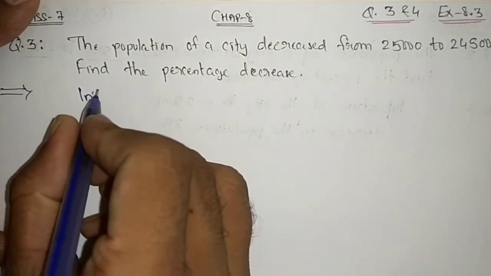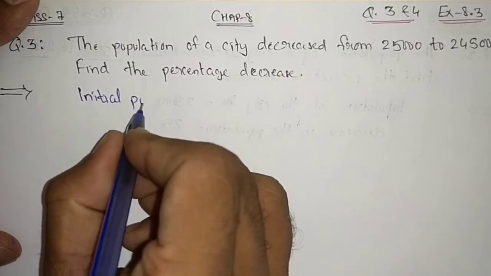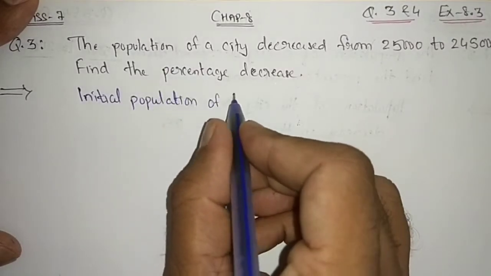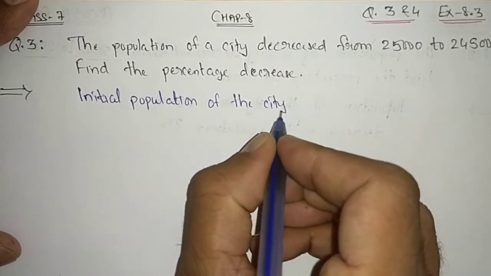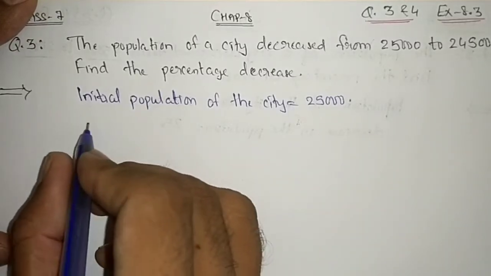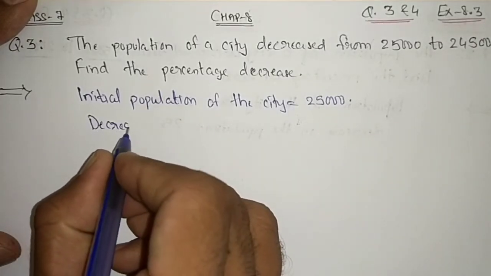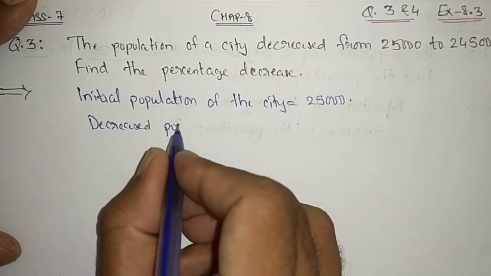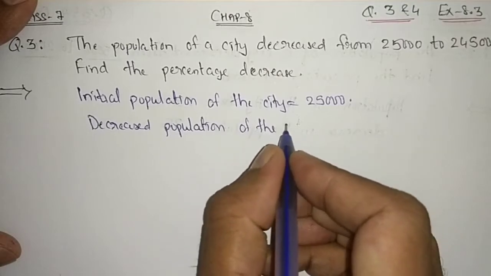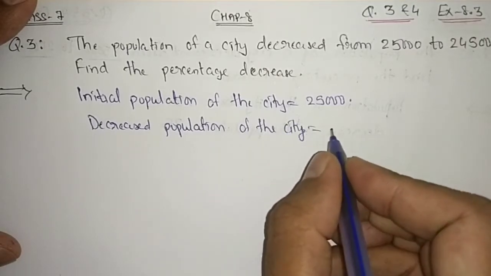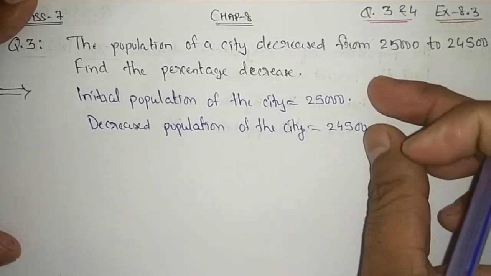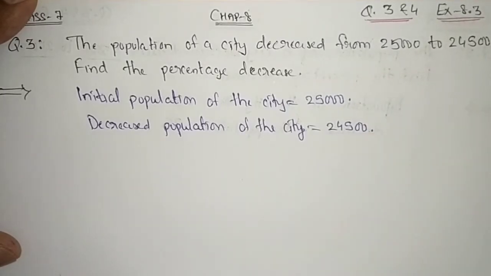Initial population of the city is equal to 25,000. Decreased population of the city is equal to 24,500. These two they have given us. So we will find out.